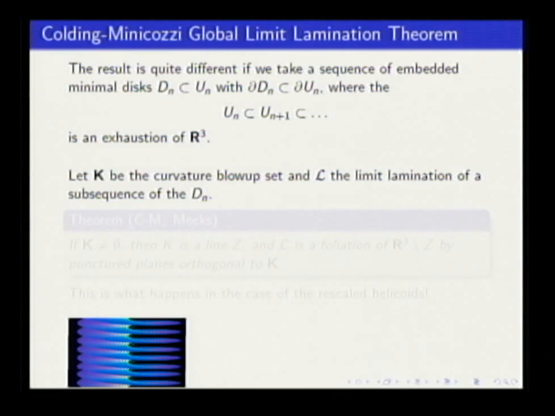OK. Let me tell you what I think is one of the more amazing theorems of the last 20 years in differential geometry, the Colding-Minicozzi global limit lamination theorem. Suppose now, instead of having one set, we have an exhaustion of R3 by balls. U_n is contained in U_{n+1}, and the radii are going to infinity. And in each one, we have a disk, a simply connected minimal surface that's properly embedded, and its boundary lies on the boundary of the ball. Well, let K be the curvature blow-up set, and script L the limit lamination of a subsequence.